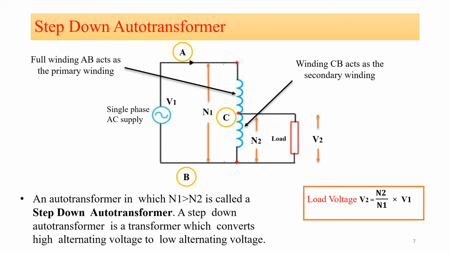So for this step down auto transformer, when you calculate the output voltage, that is V2, or the load voltage, V2 equals the total number of turns of the secondary upon the total number of turns of the primary into V1, which is the single phase AC supply. Now this is the principle of working of the step down auto transformer.